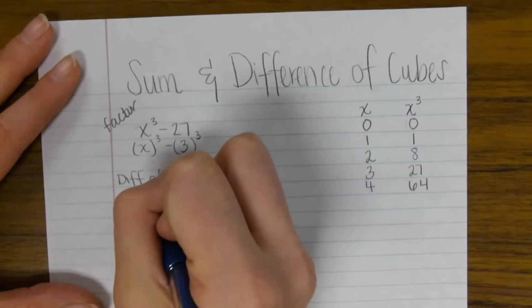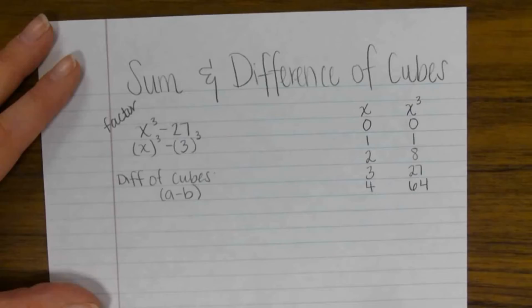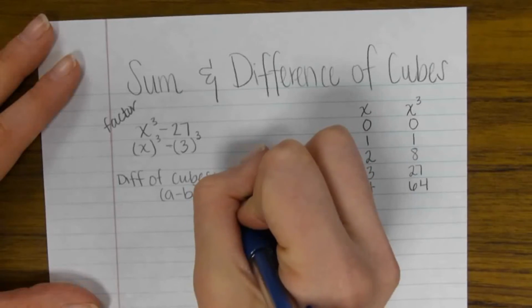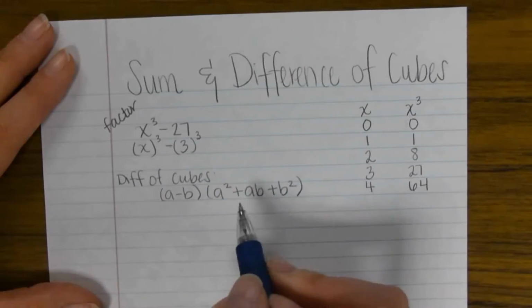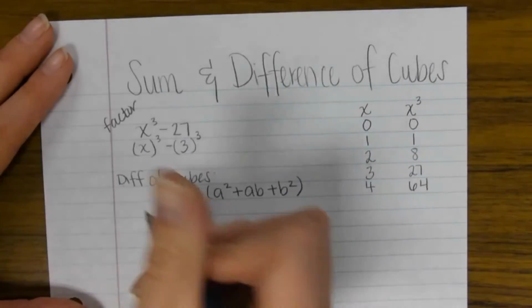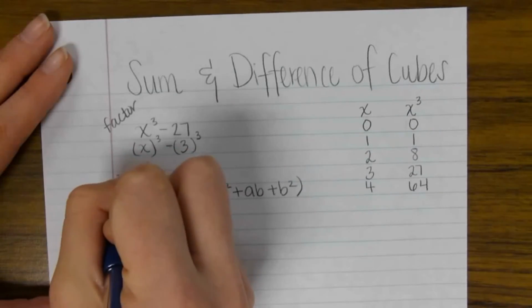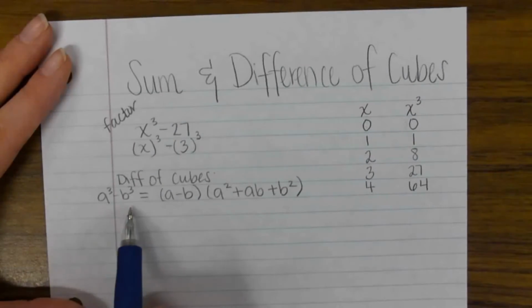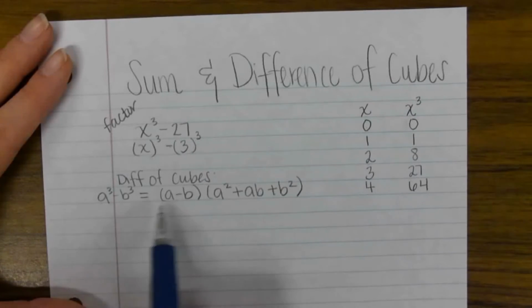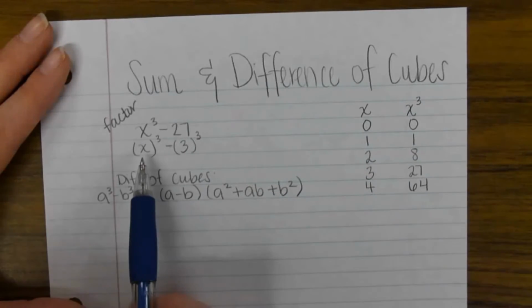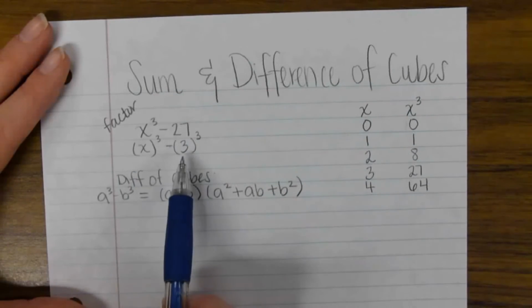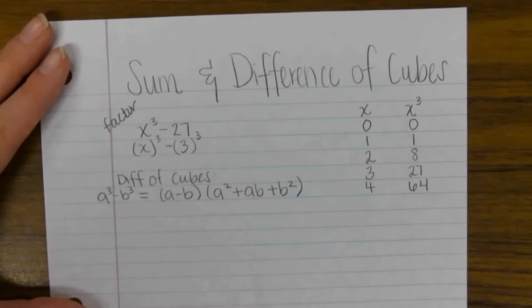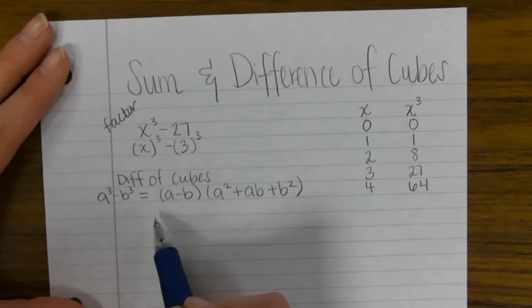For difference of cubes, you're going to start with a minus b, and this matches that sign. Then a squared plus ab plus b squared. These signs are opposite of this one. And this is how you factor a cubed minus b cubed. So if you recognize that you have an a cubed and a b cubed, then you can just plug it into this formula. Well, looky here. A is x, because x cubed is x cubed. B is 3, because 3 cubed is 27. So now we can just plug in our a's and our b's.